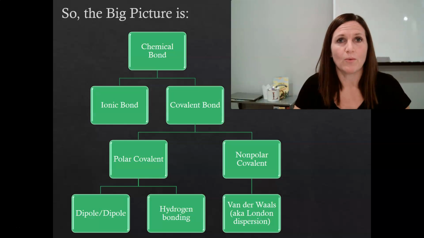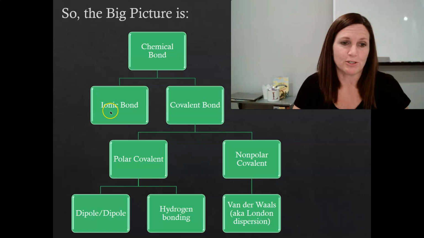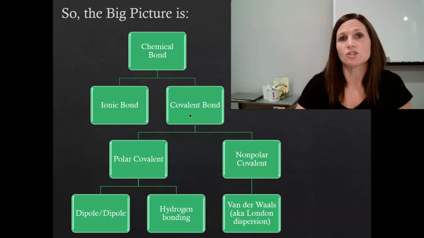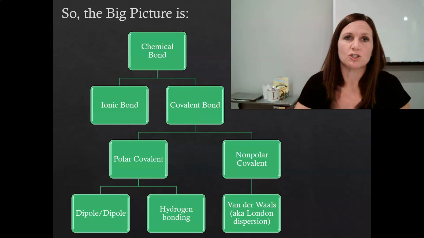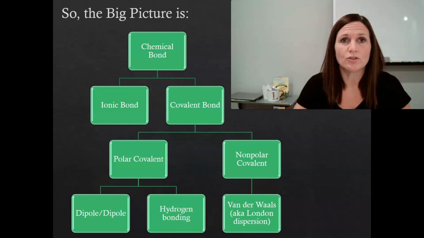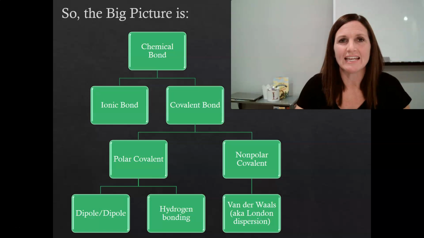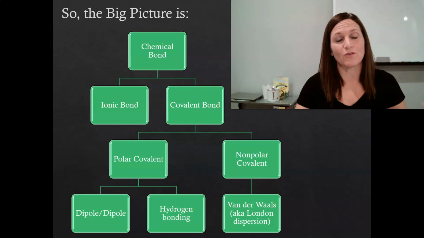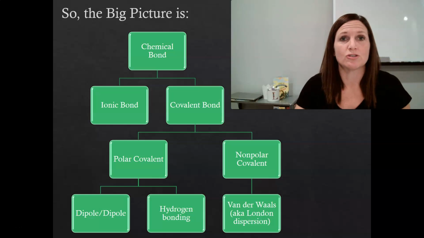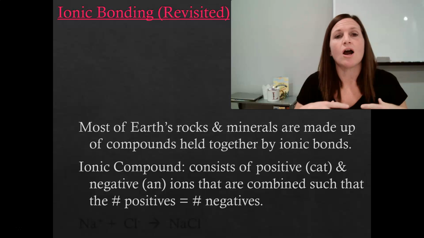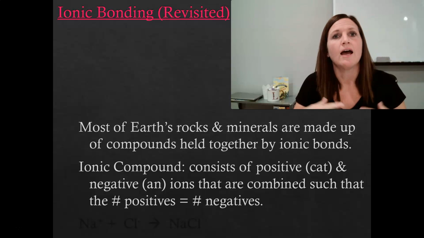The next type of bond that we're going to talk about is the other option, when we don't have just a sharing of valence electrons, but instead the complete transfer of valence electrons, resulting in the formation of a cation, which remember is positive because cats have paws, and an anion, which is negative. And what happens next for those ions is that they start to form something called an ionic bond. Most of Earth's rocks and minerals are made up of ionic bonds. These are very commonly naturally occurring items.